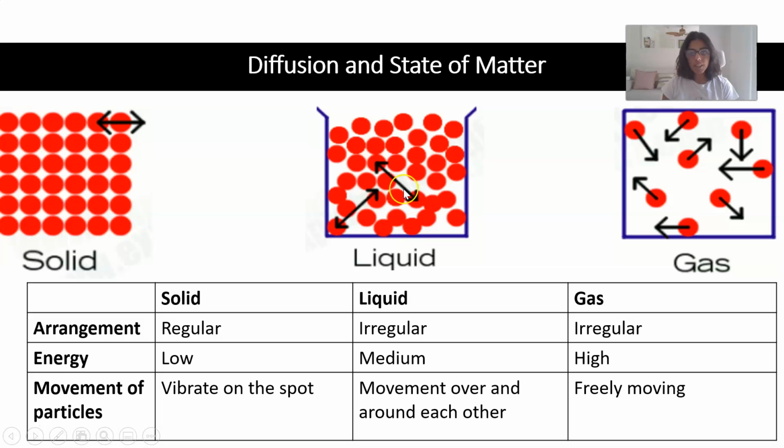If we look at liquids here, the arrangement of particles in a liquid are irregular, which means they don't have any fixed pattern or shape.